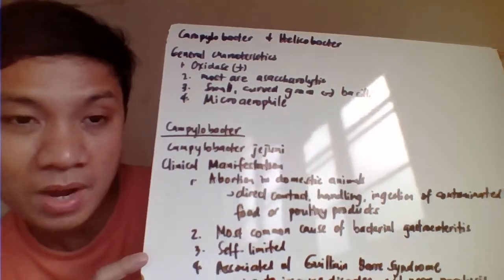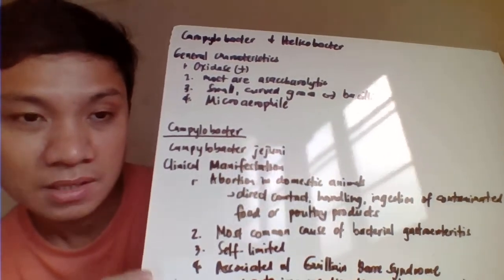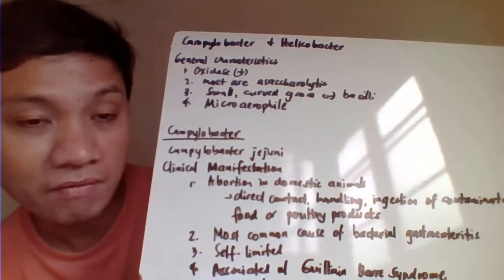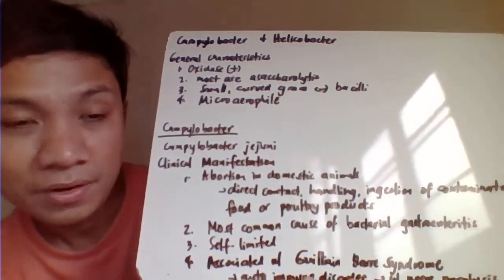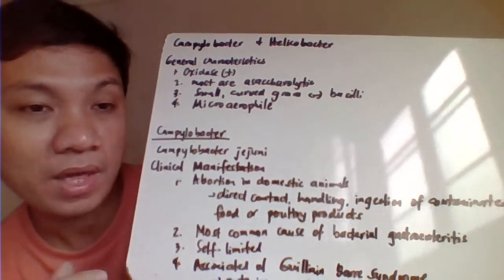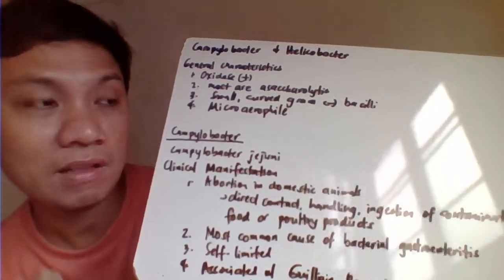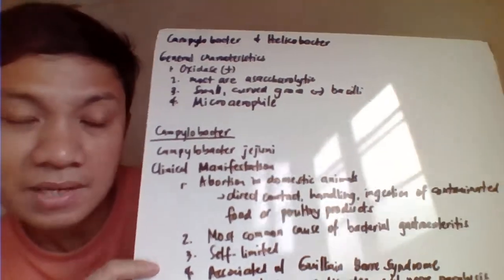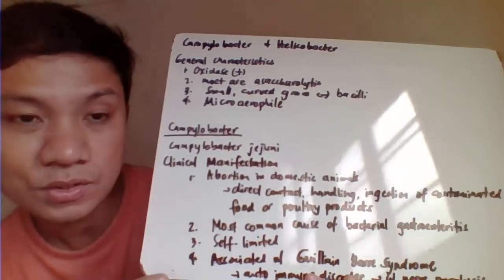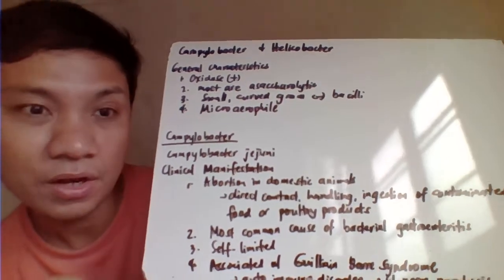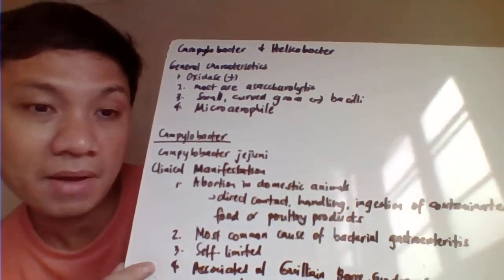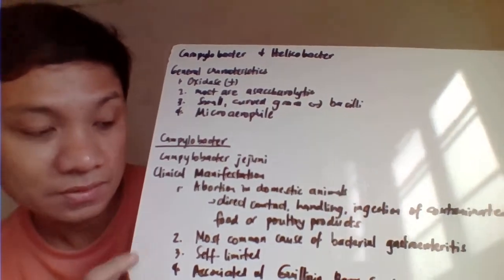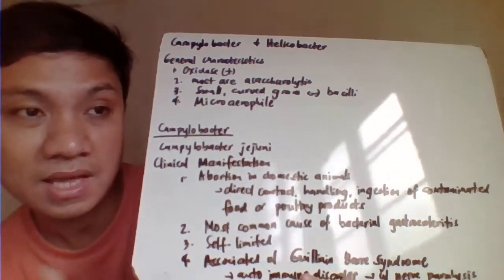You get infected by this one by direct exposure, direct contact with the infected animals, handling of that, or even ingestion of food contaminated with the animals, or even poultry products. Okay, so this one is self-limited, and this disease is also associated with your neurological disease. We call this one Guillain-Barré syndrome that is characterized by paralysis. So it might be causing that infection related to that.